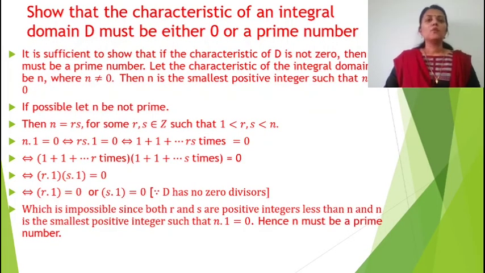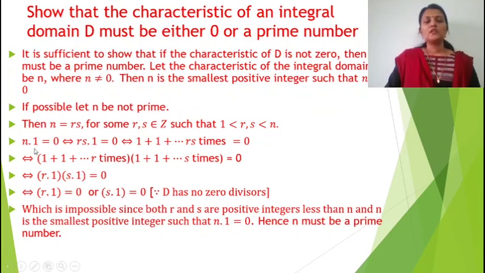Next we have one more problem. Show that the characteristic of an integral domain D must be either 0 or a prime number. For that, it is sufficient to show that if the characteristic of D is not 0, then it must be a prime number. Let the characteristic of the integral domain D be n, where n is not equal to 0. Then n is the smallest positive integer such that n into 1 equal to 0. If possible, let n be not prime. Then n equals rs for some r, s element of Z such that 1 less than r, s less than n.